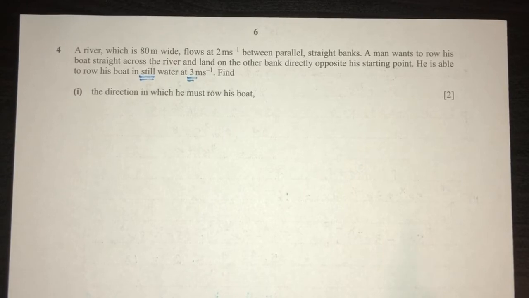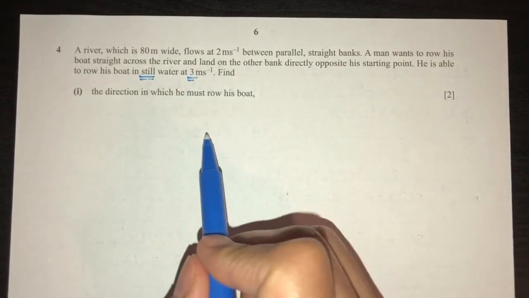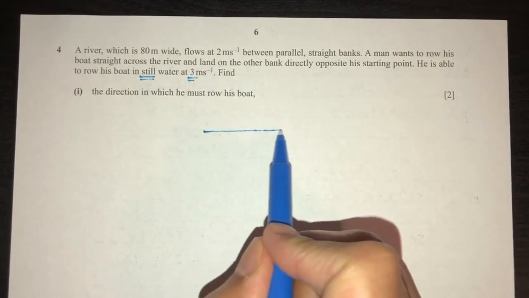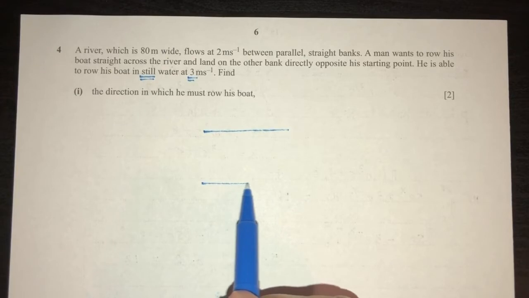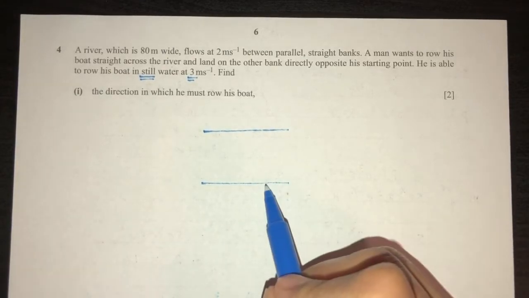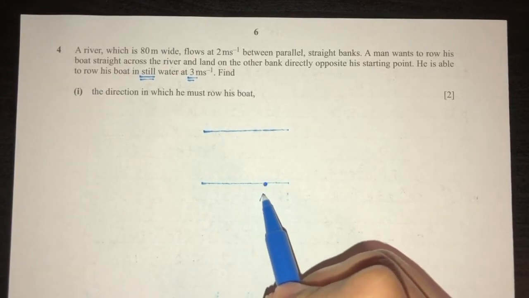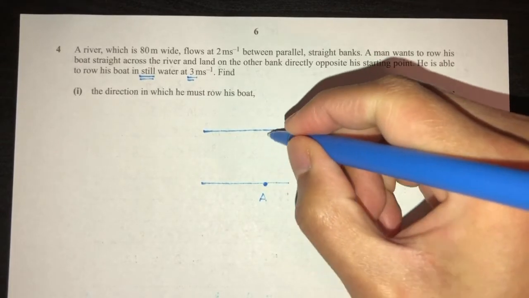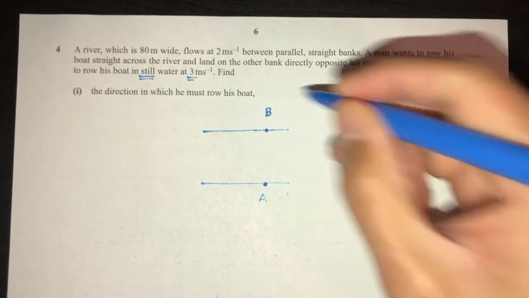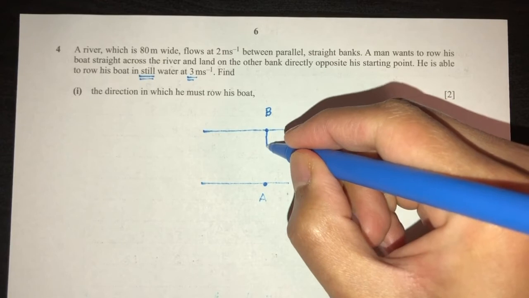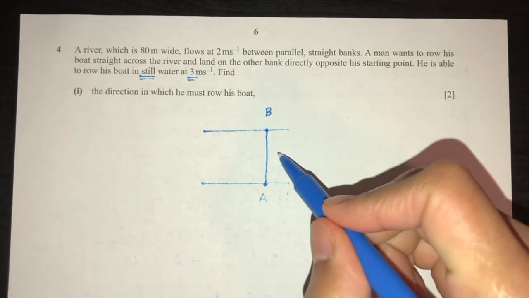So let's do that. It is best for you to make a drawing so you can have an idea of how to find the answers. So let's first draw the river banks. You have 2 parallel lines for the banks, and the guy wants to start at point A here and go directly to point B. We know this distance here is given as 80 meters wide.